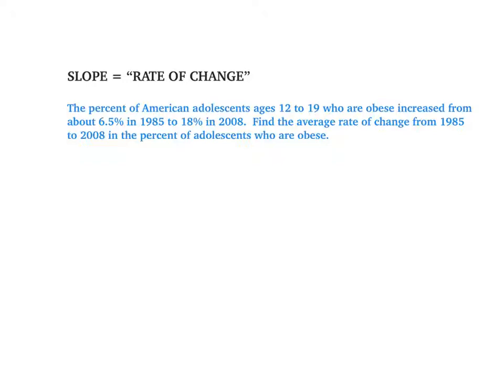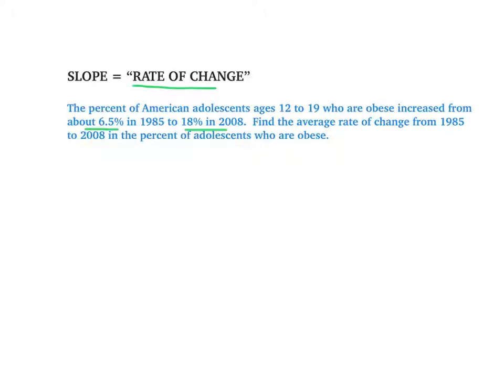This is where slope is rate of change. Just what I was telling you earlier. Let's look at this one. The percent of American adolescents ages 12 to 19 who are obese increased from about 6.5% in 1985 to 18% in 2008. Find the average rate of change from 1985 to 2008, in the percent of adolescents who are obese.